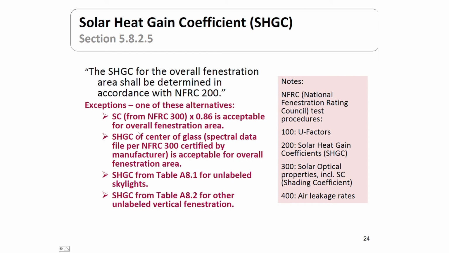Let's say you don't have either one of those available to you. That is, the label is not on the window or the skylight. You can go back to the Appendix A in the standard, and this happens to be Table A8.1. You can get the solar heat gain coefficient there for skylights, and then for vertical windows you can use Table A8.2. And this is called a mandatory appendix. So you do have to use this if you do not have the manufacturer's rating that's labeled on the glazing.